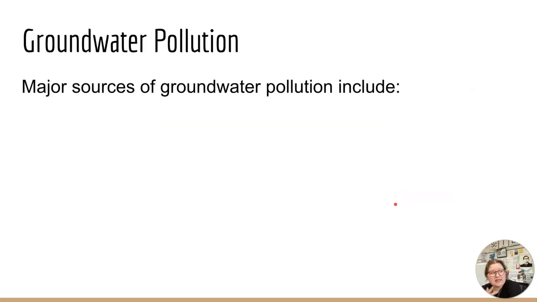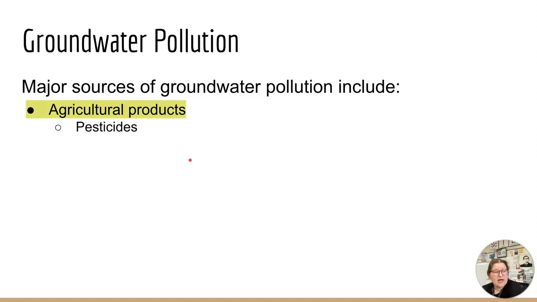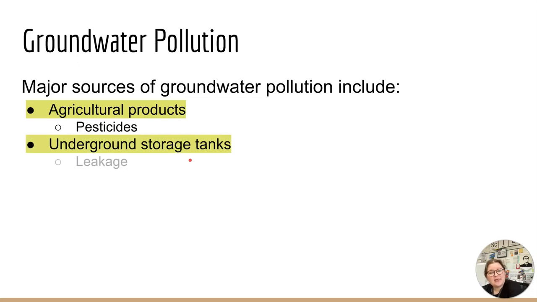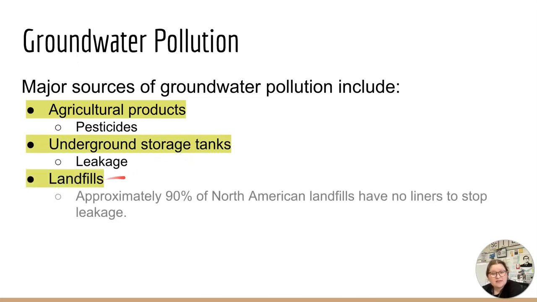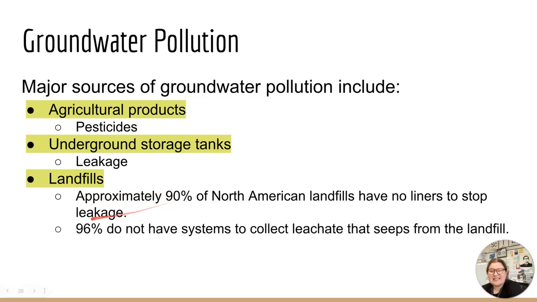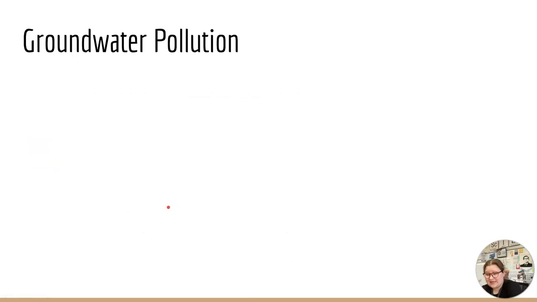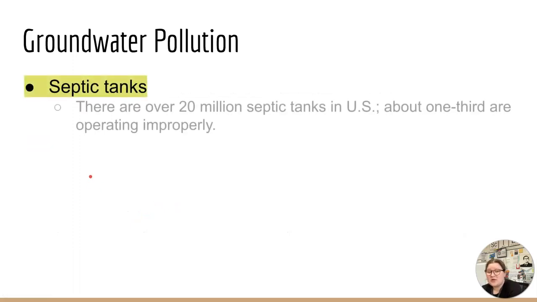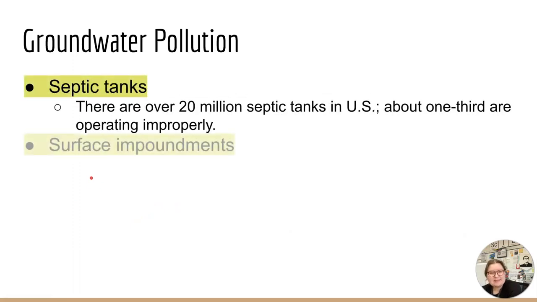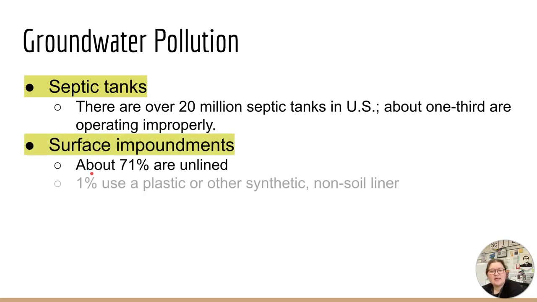All right, so the last big thing we're going to talk about is groundwater pollution. So major sources of groundwater pollution include agricultural products. Again, agriculture is going to be the number one pollutant of our waters, like pesticides. Underground storage tanks that can leak. Landfills. Think about all that trash sitting there, the chemicals you throw away, the nastiness you throw away. Water, when it rains, is going to sink into the groundwater. 96% of landfills don't have systems to collect what leaches out. It could also come from septic tanks, that's human waste, and surface impoundments.